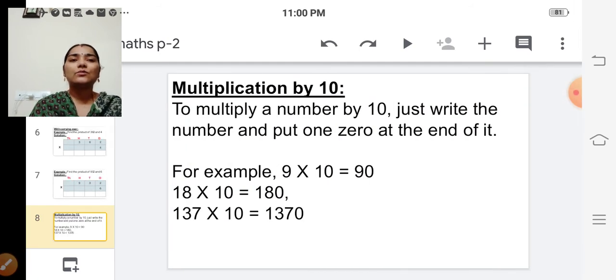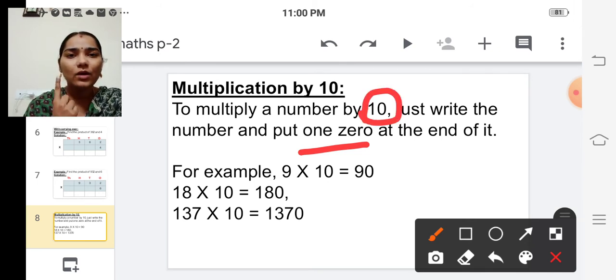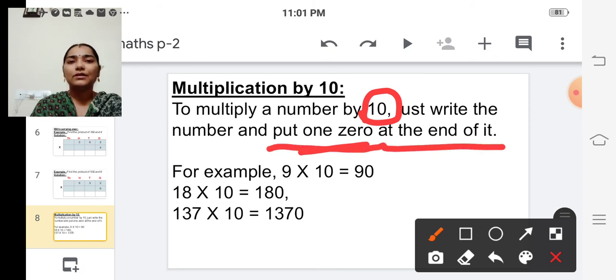Yes. So next one is multiplication by 10. To multiply a number by 10, just write the number and put 0 at the end of it. So it is very easy. We have to put one 0 because in the number 10, how many zeros are there? Only one, isn't it? So we have to put 0 at the end of it.